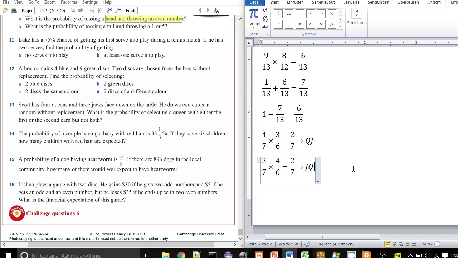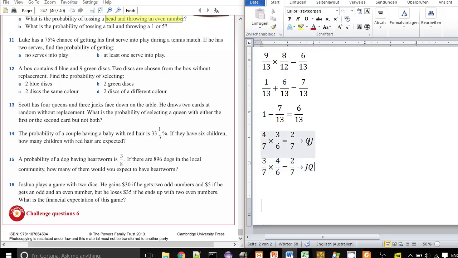Okay, so I hope that sort of makes sense. To get a queen then a jack, 4 out of 7 times 3 out of 6. Just sequential orders, because there's 4 queens out of 7 in total, and then after that, there's 3 jacks out of the 6 left. So those are the two things. We just need to add those two numbers.